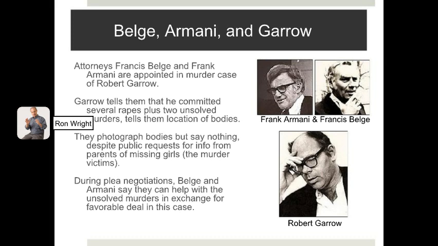Finally, the reading materials here return to the famous case of the missing bodies involving our creepy defendant and mass murderer, Robert Garrow, and his appointed attorneys, Frank Armani and Francis Belge. We've already spoken about this case a bit during the introduction to the attorney-client privilege unit. It was relevant there because the attorneys learned certain things directly through communications from their client to them, but they also learned certain things about Garrow's previous acts by going to the scene, inspecting the bodies, taking pictures, and so that additional information would not strictly speaking be covered by the attorney-client privilege. It wasn't a communication, but it was protected, confidential client information.